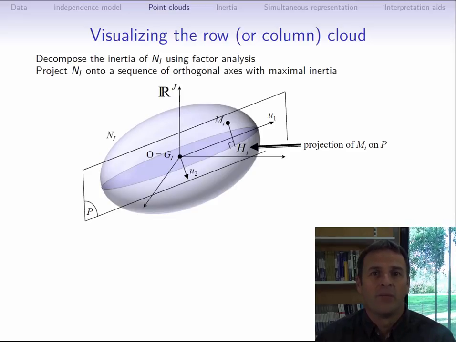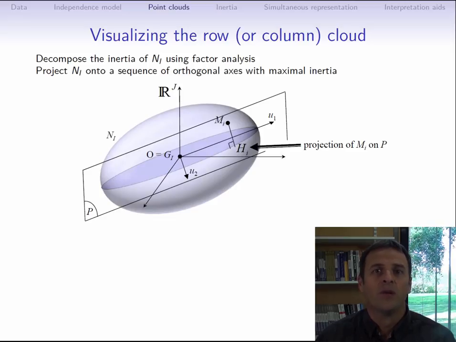So the best planar representation of the point cloud Ni is found, as we said, by projection onto some plane P. Here we have the point Mi, which corresponds to the row profile. This point Mi is projected onto the plane as the point Hi. In fact, what you see are the points Hi, and you hope that they are not too different from the points Mi, so that you can make some useful conclusions.